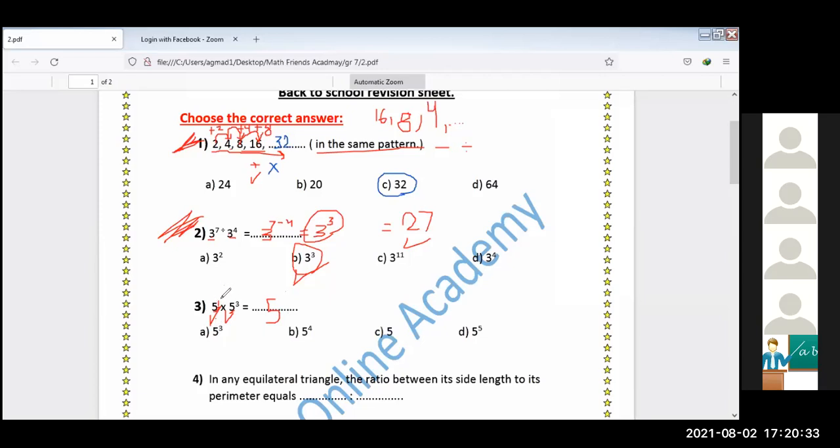Here I have 1. Teacher, but he didn't write 1. But you know that it's 1. So it's 1 plus 3. Right or no? So the answer is? The final answer is 5 to the power of 4. Thank you.